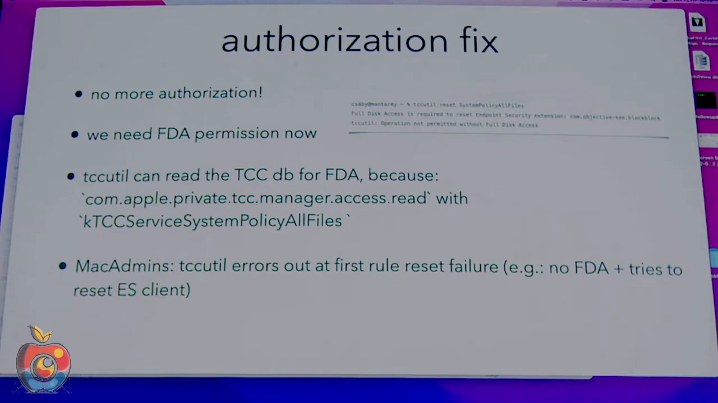There was also an interesting bug in tccutil. So what tccutil will do is it will try to reset every entry line by line. And if it fails to do it, because maybe it doesn't have the full disk access right, it will fail out and exit. So basically, if you don't provide it the necessary rights, it might fail clearing other entries as well, if it fails right away with an endpoint security client.